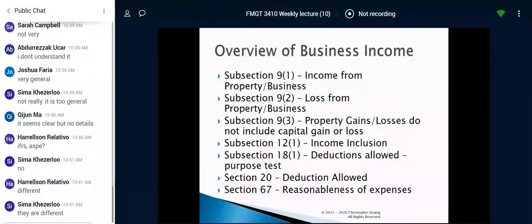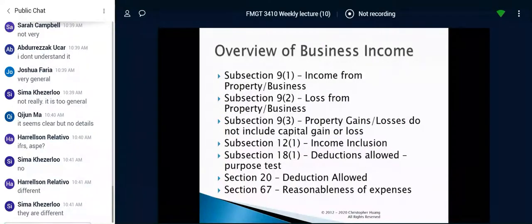So 18(1), and we'll talk more about this in detail later on, can mean a number of things, but effectively it's around deductions. Section 20 for sure is around allowable deductions. Sometimes 18(1) is more about preventing deductions, but sometimes it's about allowing deductions, so it can go both ways. Section 20 is purely what are allowable deductions.